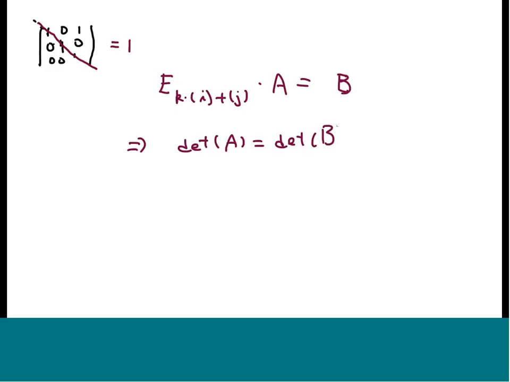So that means if E, k times i plus j, times A equals B, then the determinant of A is going to equal the determinant of B, right? Because that one equals 1. That one is very important. I have to keep using that thing.